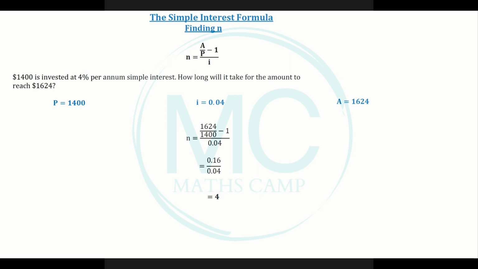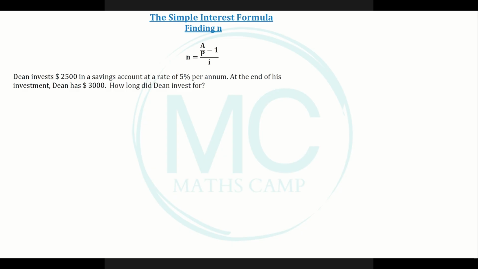Let's do another example. Dean invests $2,500 in a savings account at a rate of 5% per annum. At the end of the investment, Dean has $3,000. How long did Dean invest for? Let's start by finding our A, P, and I values. Dean invests $2,500. This is the principal amount. So we can say P is equal to 2,500. The rate of interest is 5% per annum.